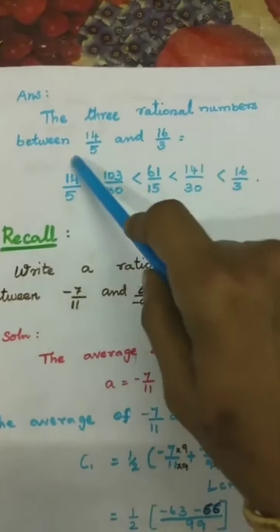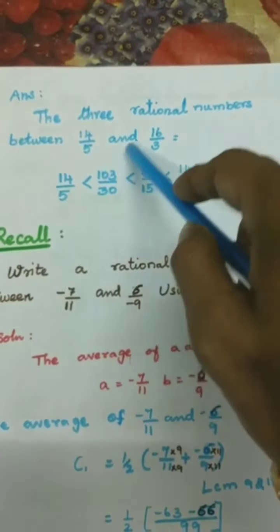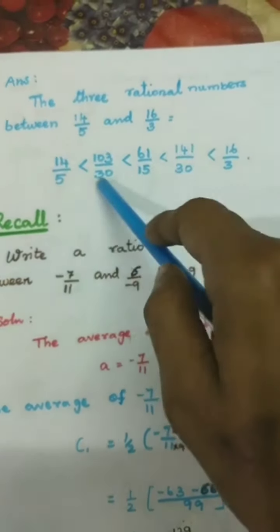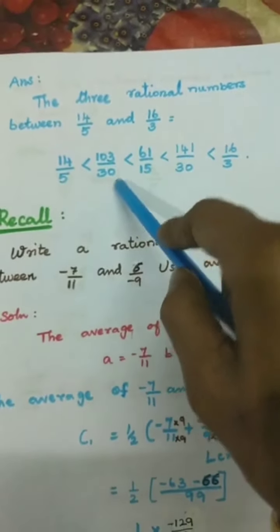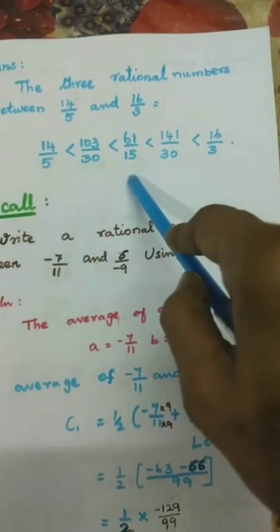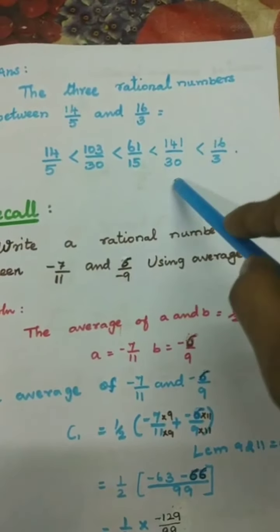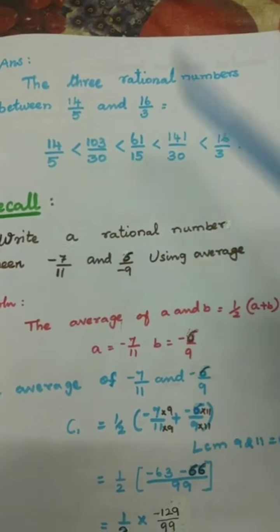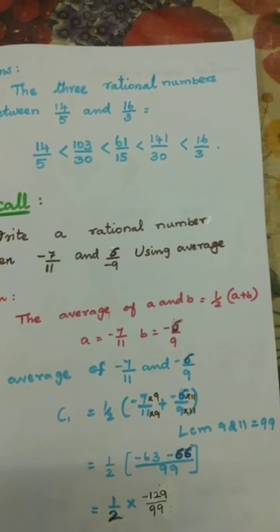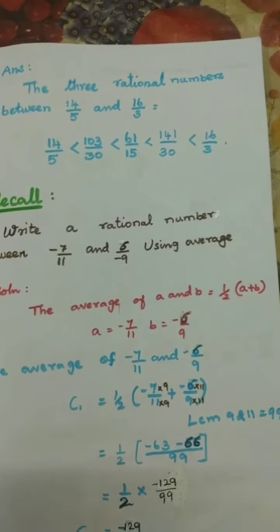The 3 rational numbers between 14 by 5 and 16 by 3 are: 14 by 5 less than 103 by 30 less than 61 by 15 less than 141 by 30 less than 16 by 3. We have found 3 rational numbers between these two numbers.